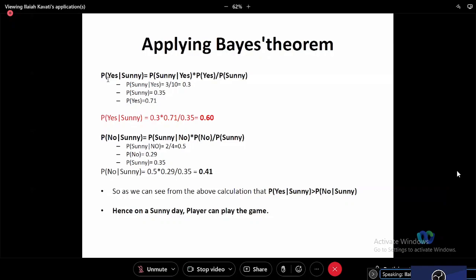So here P of yes given sunny, correct? If sunny is true, this is a posterior probability, right? Whether play was there, what is the probability of yes if the day is sunny, means it is true. Today, or tomorrow, let us assume it is sunny, right? So this is a probability of sunny given play, how many times play was there, right? And probability of yes by probability of sunny. So this is the Bayes theorem, right?